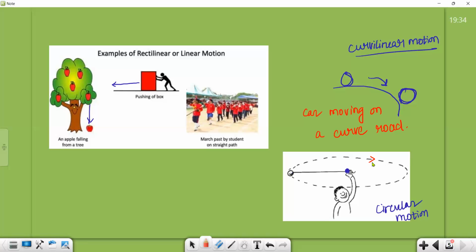See, circular means it is not mandatory that it should be a sphere or an oval. Circular means the ending and starting point, whatever it is revolving, the distance remains the same and at a fixed point. So you have to take that into consideration.